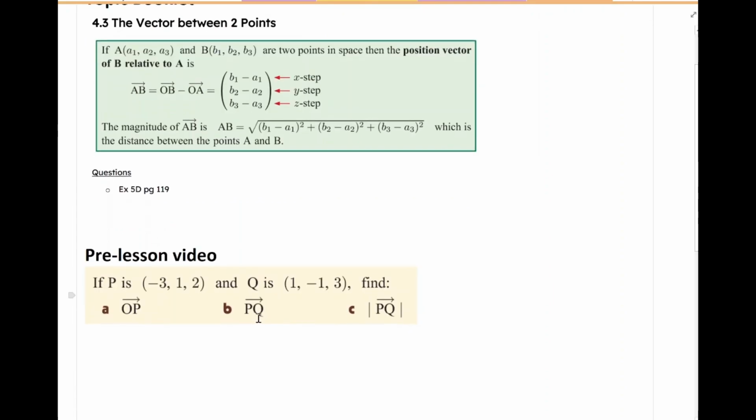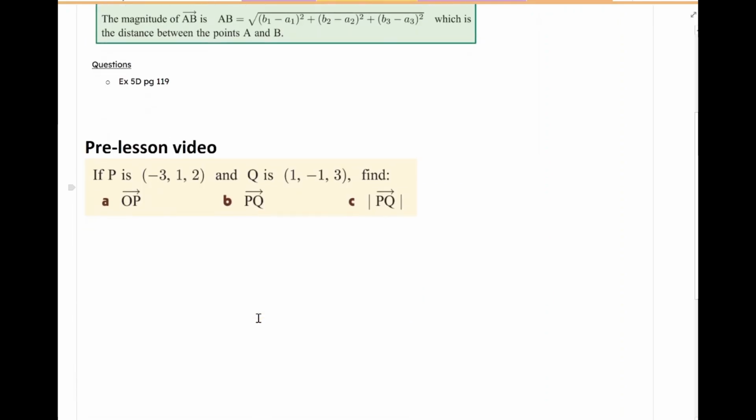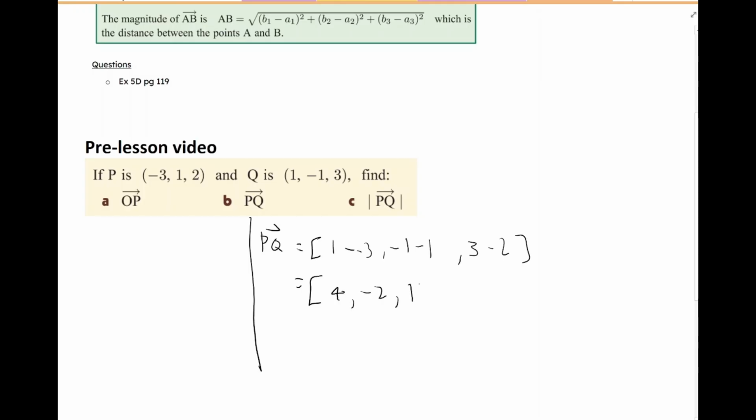We're doing the vector between 2 points. So I'm actually going to start with the second part of this example, going from P to Q. There's a formal equation for it: you take all the coordinates of Q, so that's 1, -1, and 3, and then you take off all the coordinates from P, so that's -3, 1, and 2. If you do that, you're going to get a new vector. That'll be 4, -2, and 1.